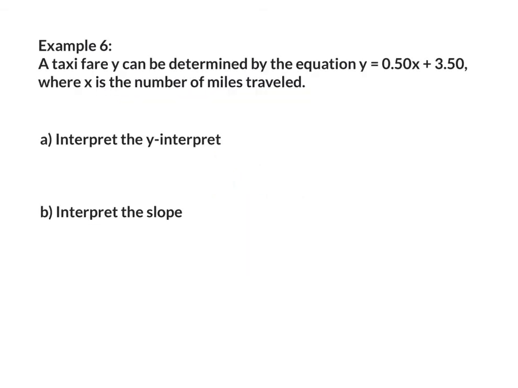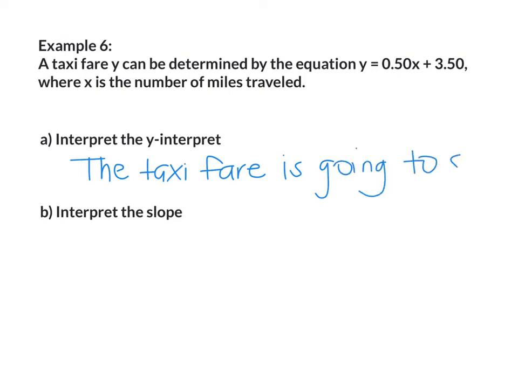Example number 6. A taxi fare y can be determined by the equation y equals 0.50x plus 3.50, where x is the number of miles traveled. A. Interpret the y-intercept. So we know that the y-intercept is 3.50. So the y-intercept is when x equals 0. So that means that the taxi fare is going to start at $3.50.